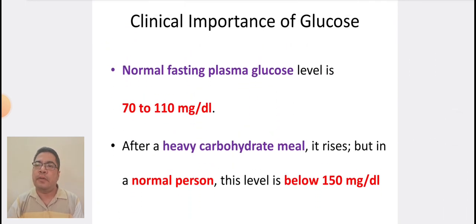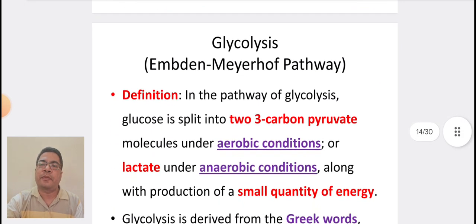Normal fasting plasma glucose level is 70 to 110 milligram per deciliter, and after a heavy carbohydrate meal it rises, but in a normal person this level is below 150 milligram per deciliter.